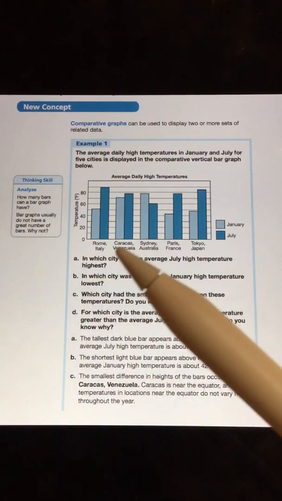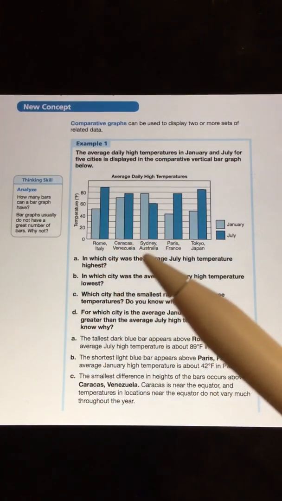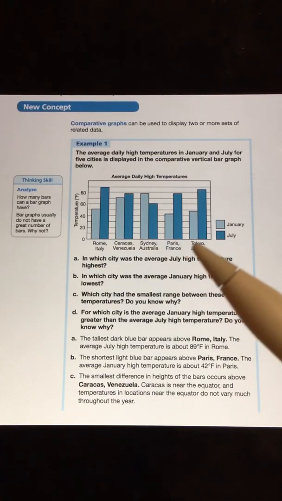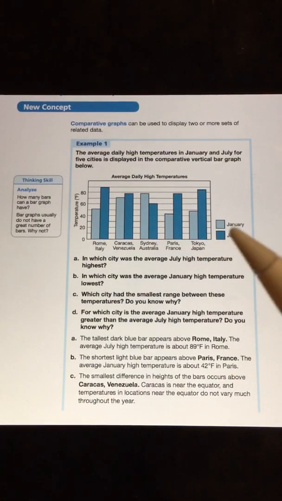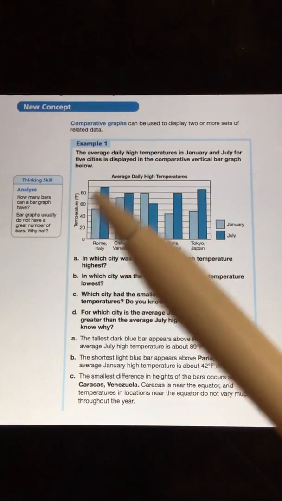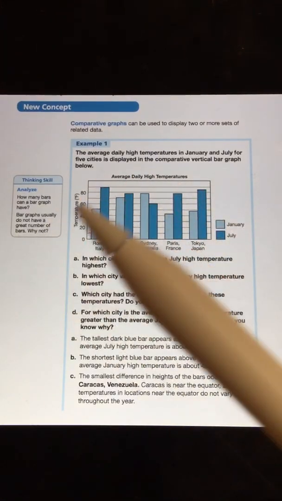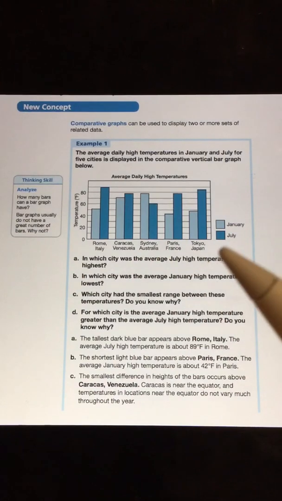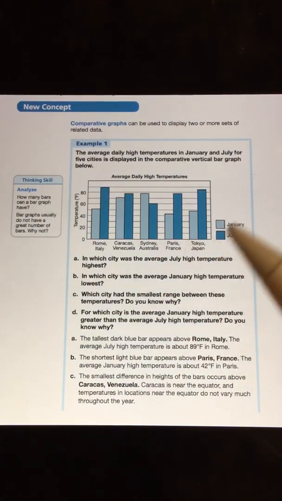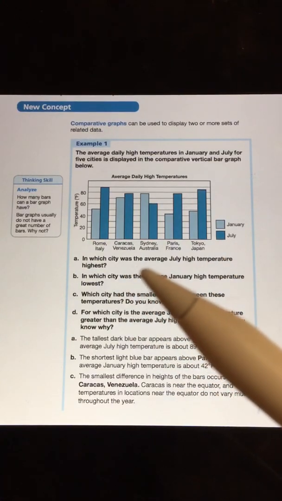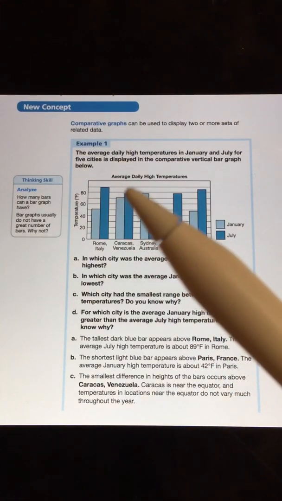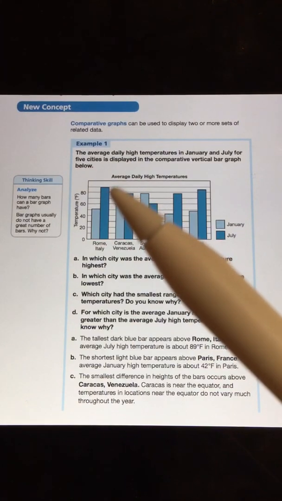We are comparing the cities of Rome, Italy, Caracas, Venezuela, Sydney, Australia, Paris, France, and Tokyo, Japan. As we look at our graph, we see our title, our temperature, and the names of the cities down below. We also see our legend that tells us what each color represents. In which city was the average July high temperature highest? In Rome, Italy, July had an average high temperature of about 89 degrees. It's not quite to the 90-degree line.